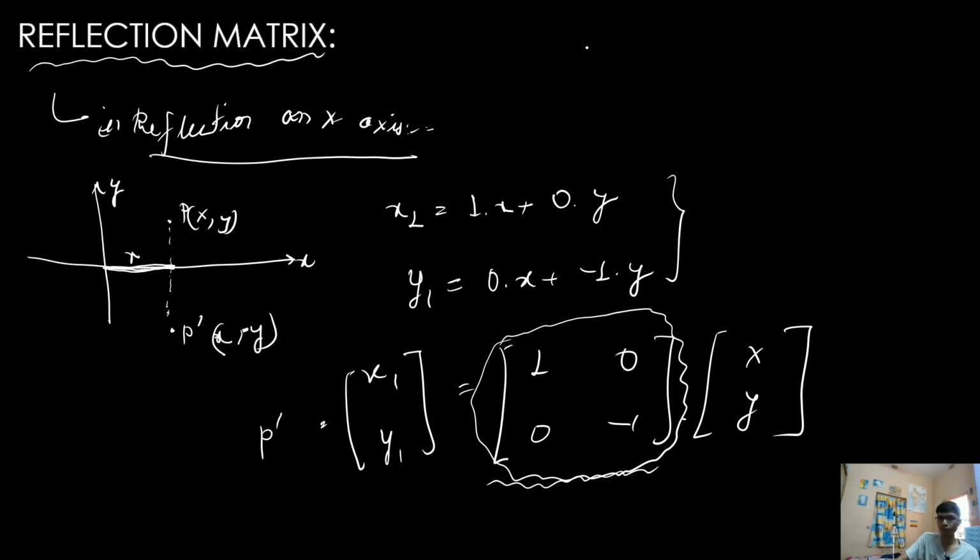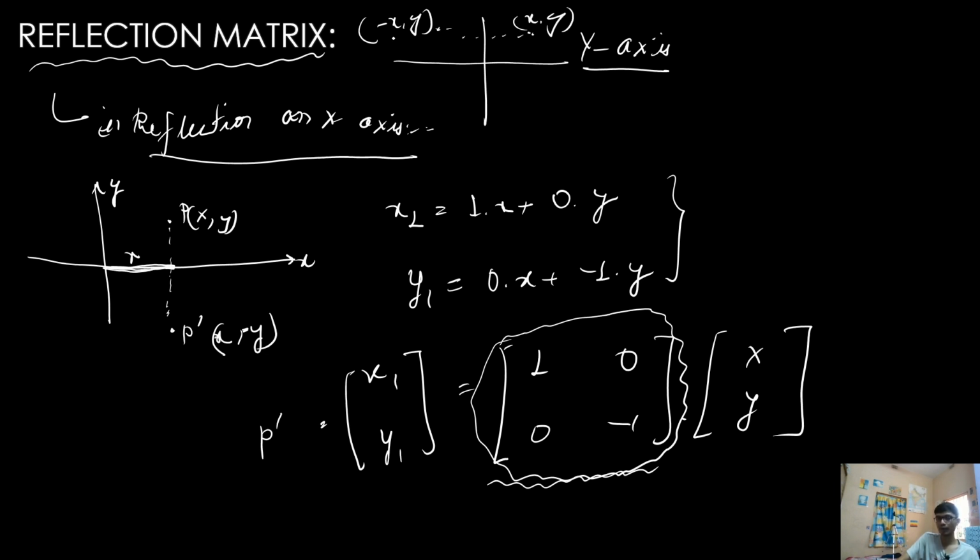Similar to the concept of the x-axis, there is a concept of the y-axis. If you reflect any point about the y-axis, the value of y remains the same, but the value of x gets changed by a negative sign. So if it is x comma y and you reflect about the y-axis, x changes sign. From here you will get the matrix minus 1 0, 0 1. This is known as the reflection matrix of any point about the y-axis.